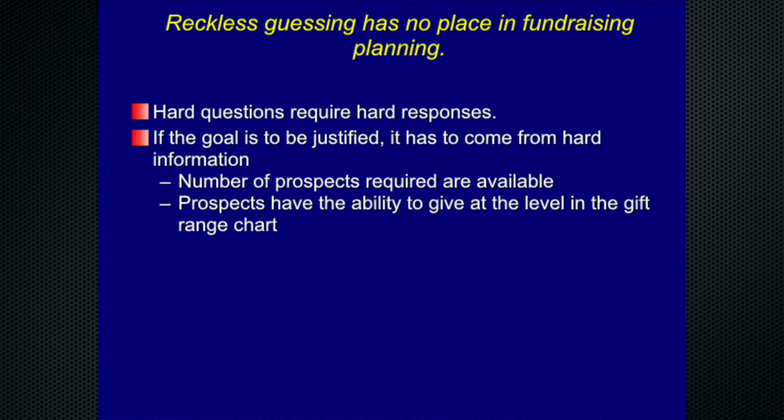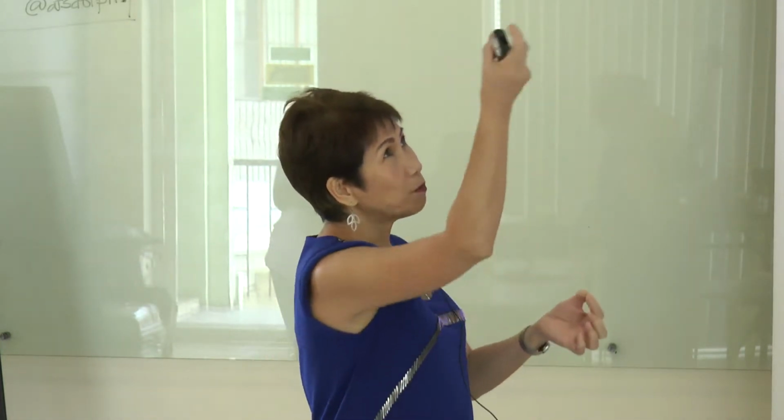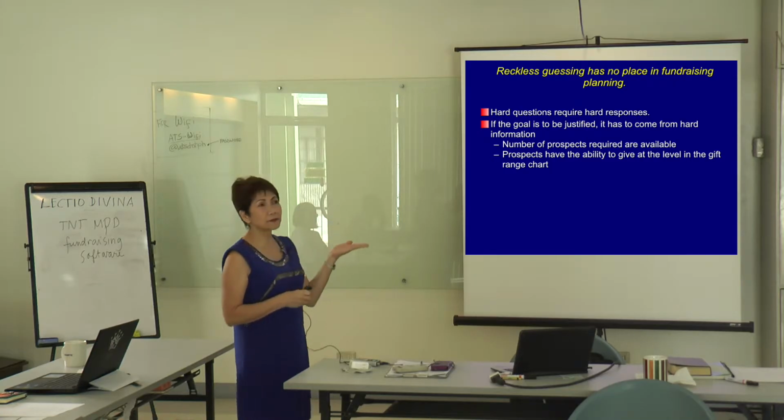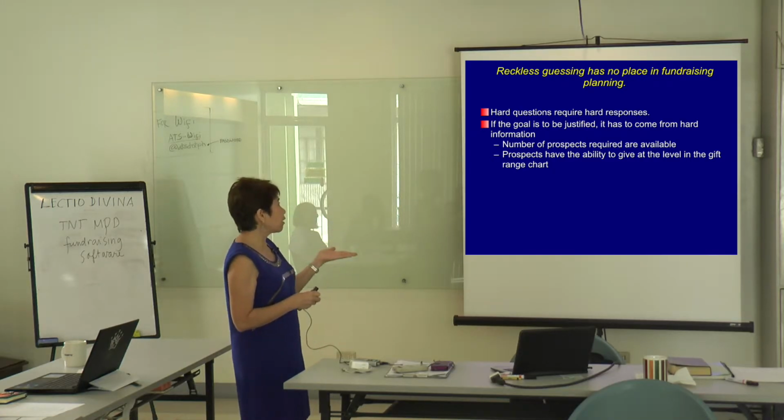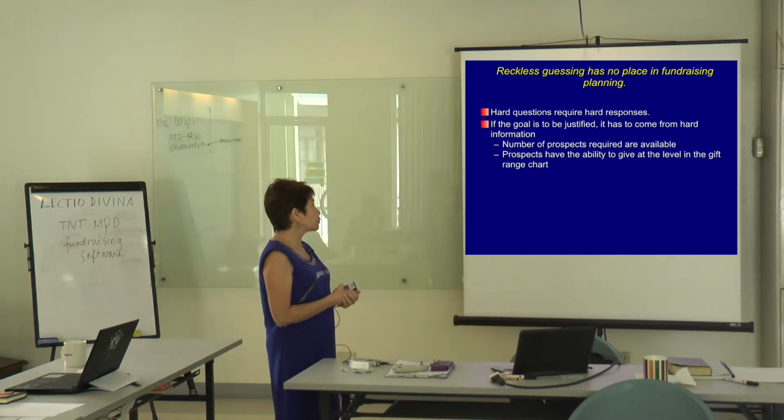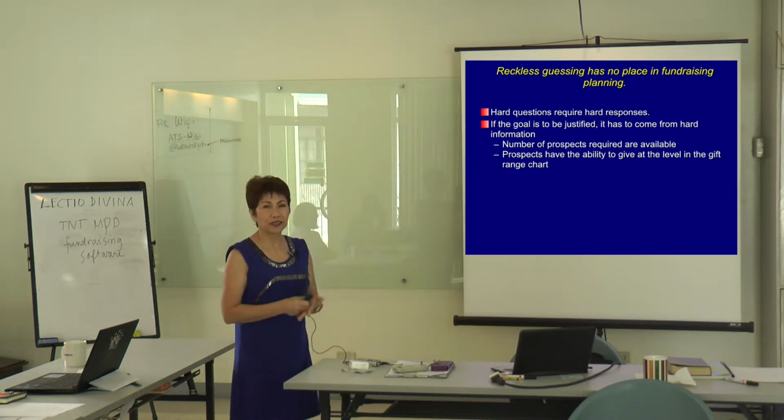Okay, reckless guessing has no place in professional fundraising and planning. Hard questions require hard responses. If the goal is to be justified, it has to come from hard information. So we need to be, we say in the MBA, we need to be data-based. We cannot just make decisions based on things that we pluck out of the air, but it's based on actual data, on actual numbers, actual figures. So the number of prospects required are available, and prospects have the ability or the potential to give at the level of the gift range chart.